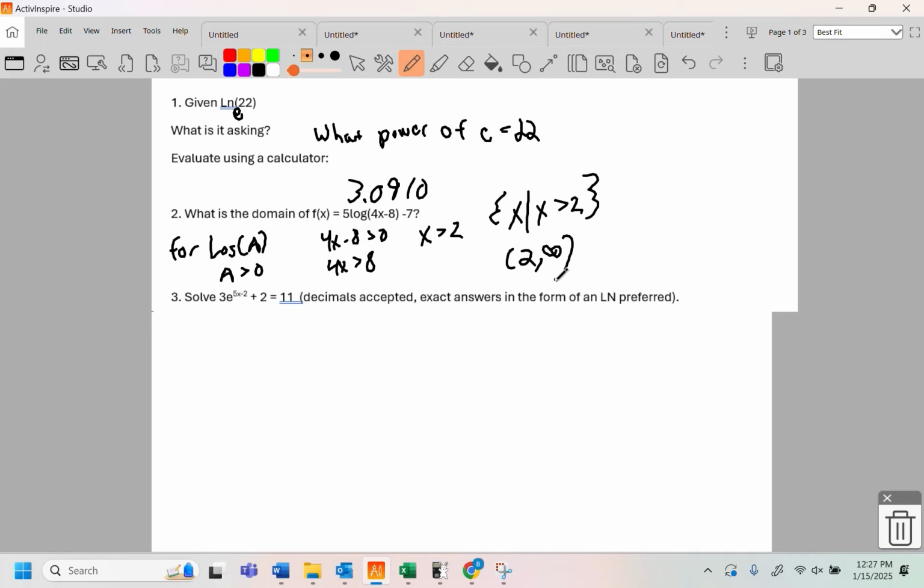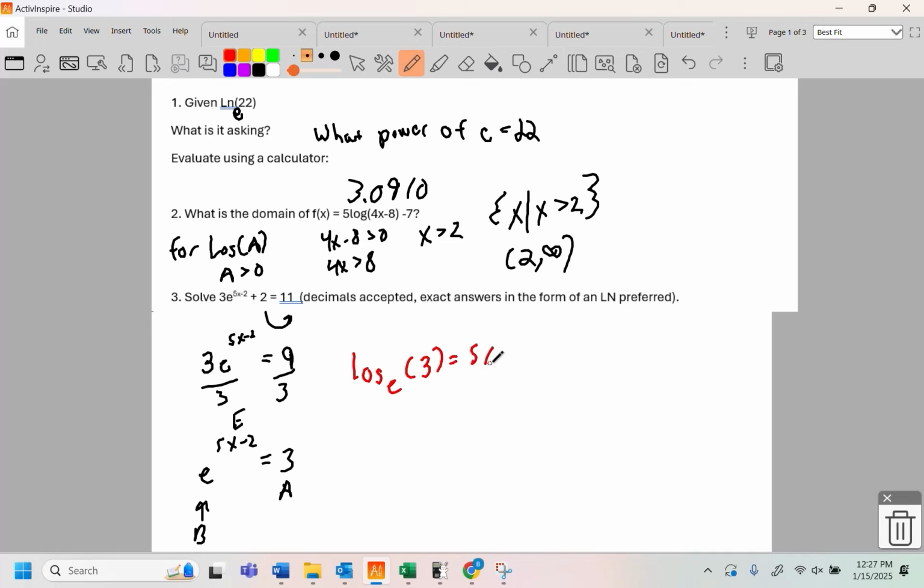Number 3 is where it started getting pretty rough in first period. We just don't seem to like to isolate. I don't know what to tell you about that. We're going to subtract 2 and get a 9, then divide both sides by 3. So e to the 5x minus 2 is 3. This is my base, this is my exponent, and this will be my answer. And the answer will become the argument. So we have a logarithm whose base is e, whose argument is 3, and equals 5x minus 2.